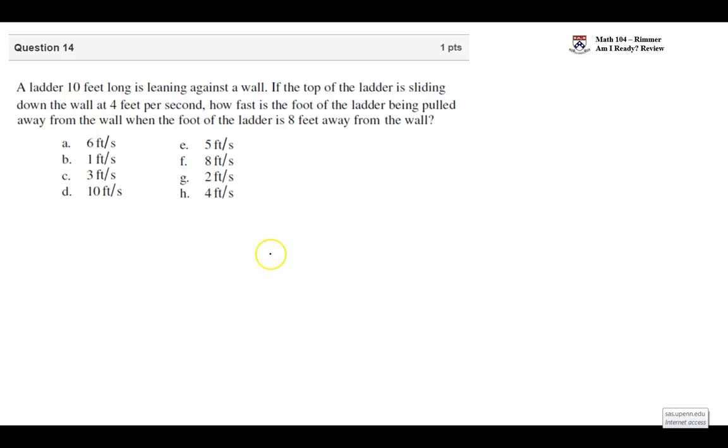This is your classic related rates question. You have a ladder leaning against a wall, and the top of the ladder is sliding downward at a rate of 4 feet per second. How fast is the foot of the ladder being pulled away?